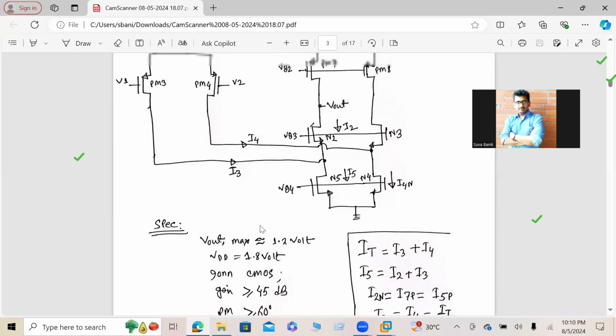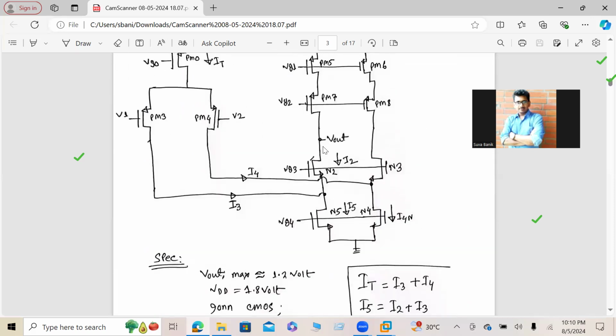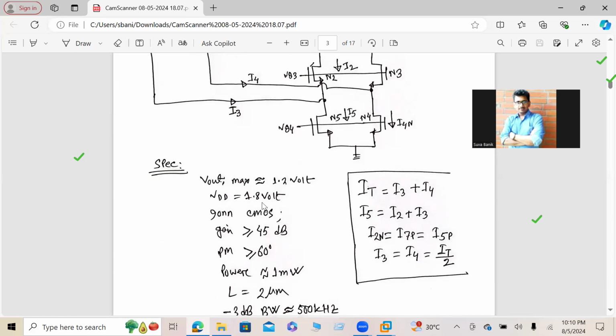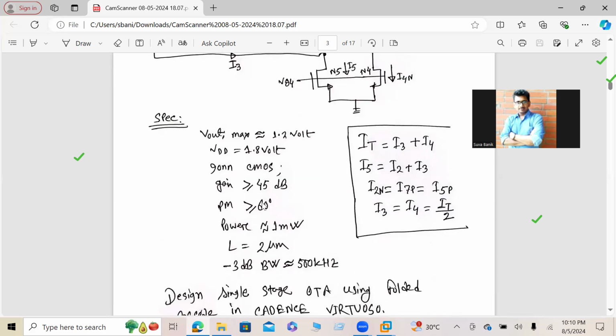Okay, and there is also some design methodology. Let's say my Vout minimum is my design principle, let's say 1.2 volt. You can choose any different voltage. You can choose 1.1 volt, you can choose 800 millivolt, you can choose 1.3 volt, and whatever you pick, you need to design the circuit in such a way. For the time being, let's say my Vout minimum is 1.2 or 1.3, something like that. And VDD is 1.8, and here I will use a 180 nanometer CMOS process.